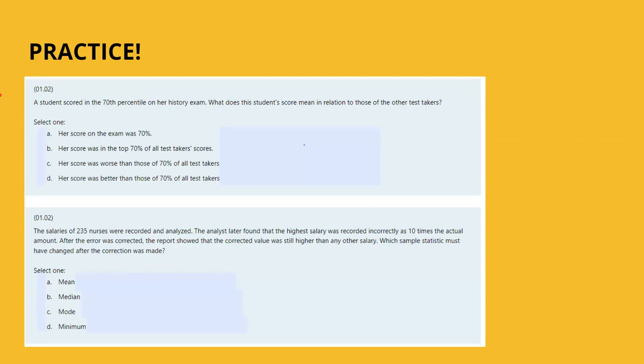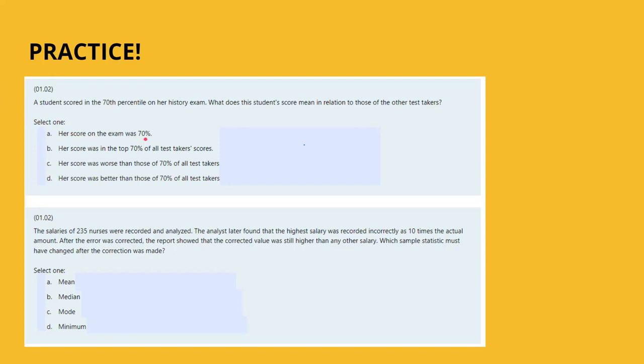A student scored in the 70th percentile on, oh, and earlier, I'm sorry if I said quartile, I meant percentile when I was saying that. 70th percentile on her history exam. What does this student score mean in relation to other test takers? Her score on the exam was 70%.